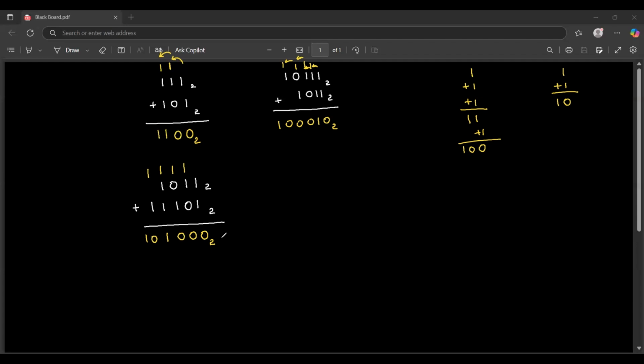What if we have 3 digits to add? Something like this: 1 1 plus 1 1 1 plus 1 1 1 1. What do we do here? Well, it's the same drill.